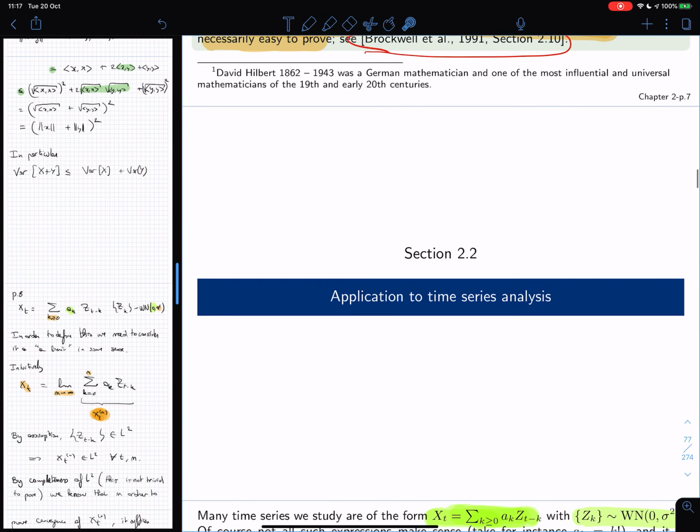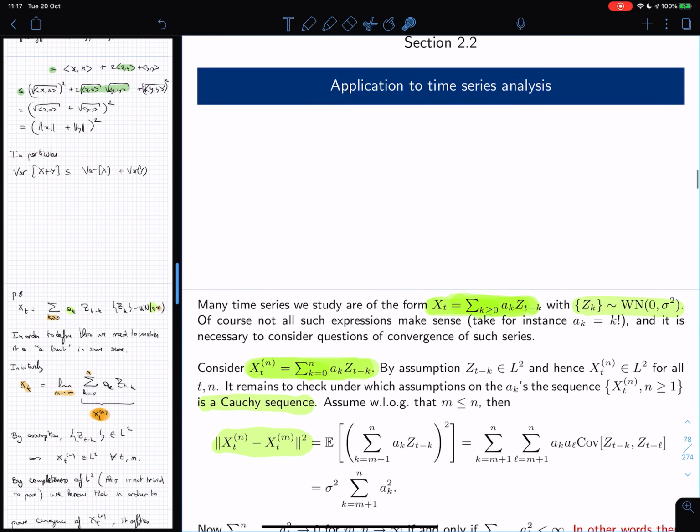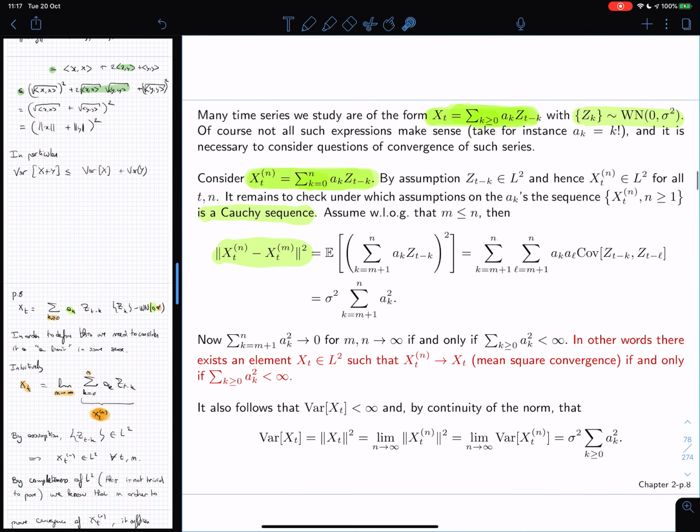So now we want to apply all this theory to time series, and one of the starting points of our application is to study objects of this form. So this is an infinite series defined in terms of some noise, with some coefficients. And I've already talked about this a few times. Not all such objects will be converging or even make sense. Just think of the sum of the factorial k. Well, this goes to infinity at a super high speed.